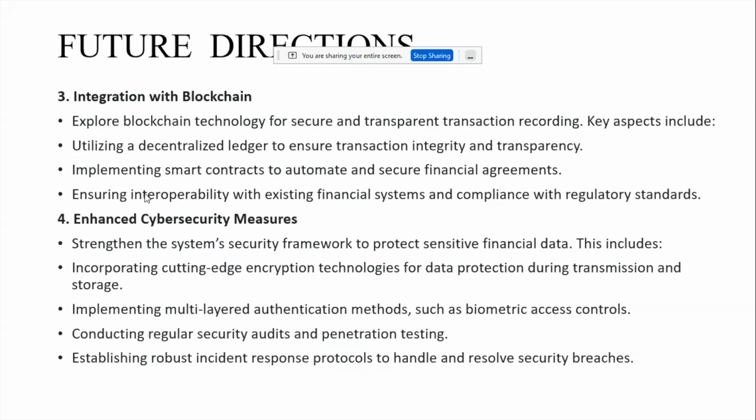The third thing is integrating with blockchain. By exploring blockchain technology in more depth, we can add layers of transparency and security to the system. A decentralized ledger could ensure that transaction records are tamper proof. Smart contracts could automate and secure financial agreements, reducing the risk of disputes and fraud.